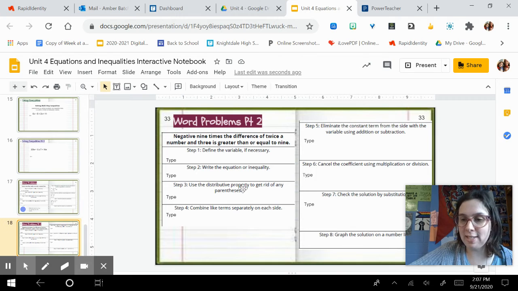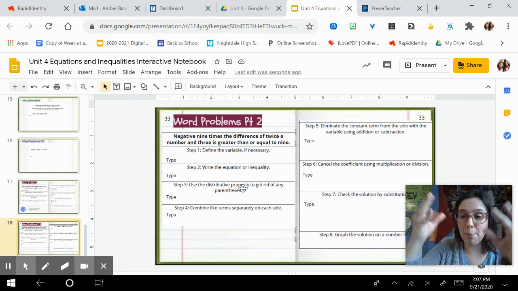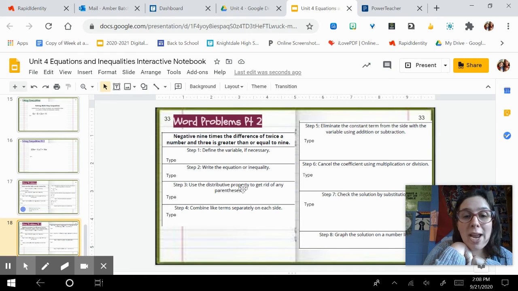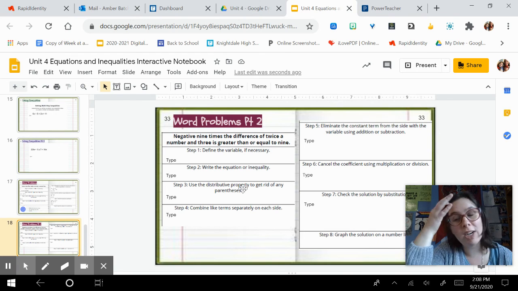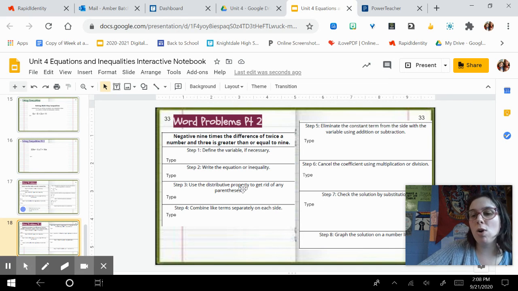And so your job is to do this one: negative 9 times the difference of, that should tell you you're going to have parentheses, twice a number and 3, is greater than or equal to. So this has a greater than or equal to sign. So you should know that right away, to 9, okay? So negative 9 times the difference of, parentheses, twice the number, you should know what that means, and 3. Difference of, so you should know that means subtraction in there, okay? And then greater than or equal to 9. And so you're going to have some distributing in there. Okay, so make sure you do the same steps and check your solution to make sure it works.